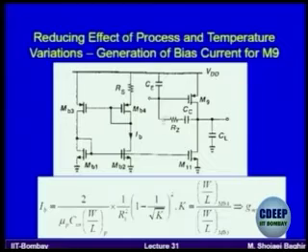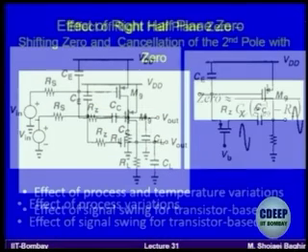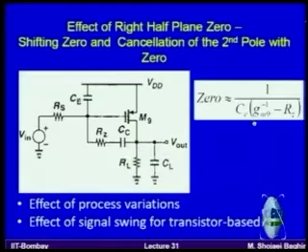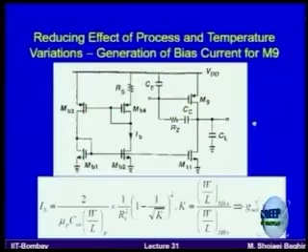So how to solve this problem? We want to keep this difference relatively constant. We don't want to change them too much. So what we do is that RZ is a passive resistor. Therefore, if we can make 1 upon GM9 also proportional to a passive resistor, then the ratio of RZ and GM9 will be a ratio of two passive resistors. And the ratio of two passive resistors doesn't change with the process, with first order approximation.